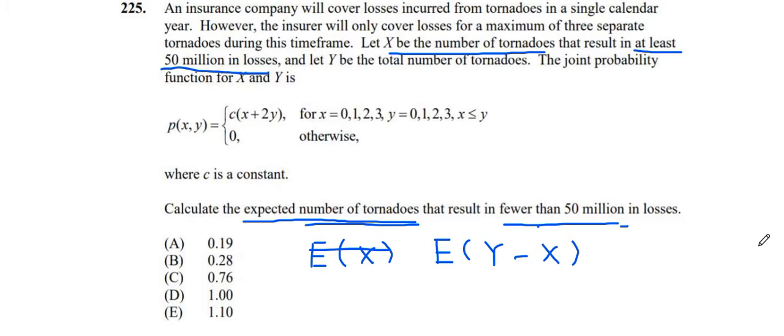So here we can find what X is, and we can use Y minus X. So here we need to find the constant C. The constant C is determined by the total probability equaling 1.